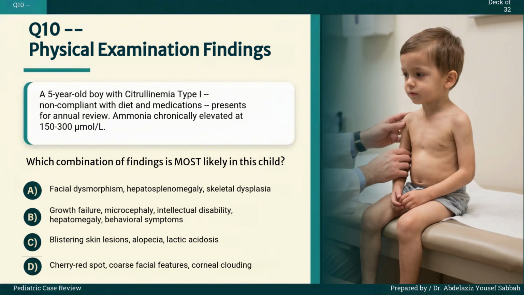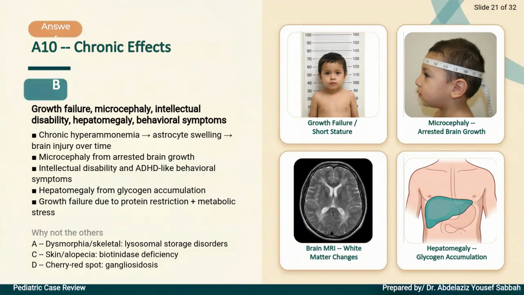Option A, facial dysmorphia, hepatosplenomegaly, and skeletal dysplasia. Option B, growth failure, microcephaly, intellectual disability, hepatomegaly, and behavioral symptoms. Option C, blistering skin lesions, alopecia, and lactic acidosis. Option D, cherry red spot, coarse facial features, and corneal clouding. The correct answer is option B, growth failure, microcephaly, intellectual disability, hepatomegaly, and behavioral symptoms.